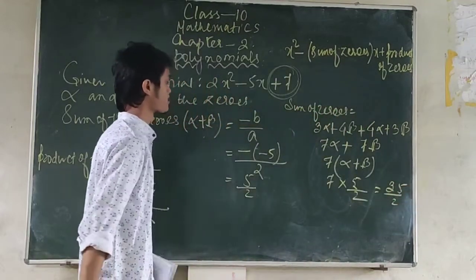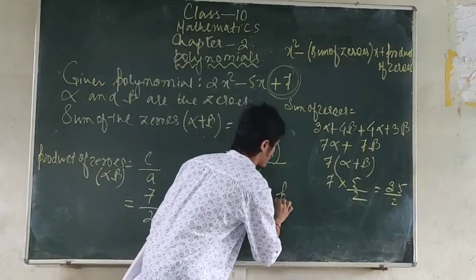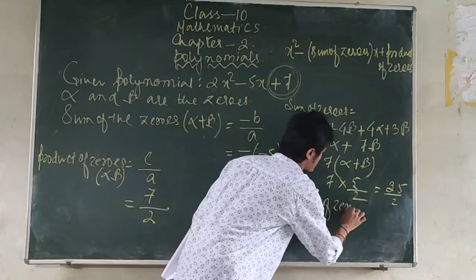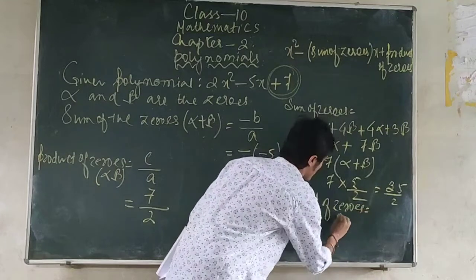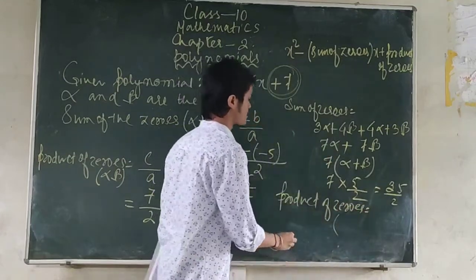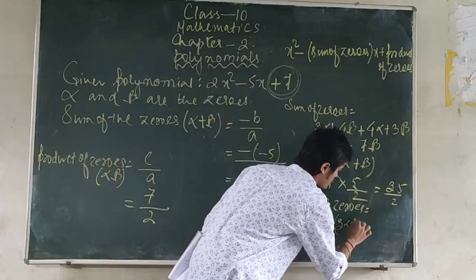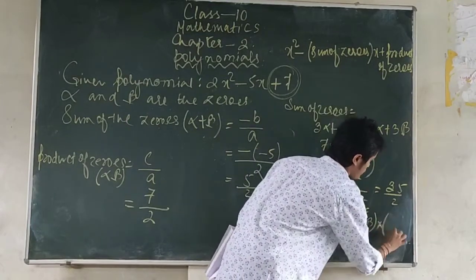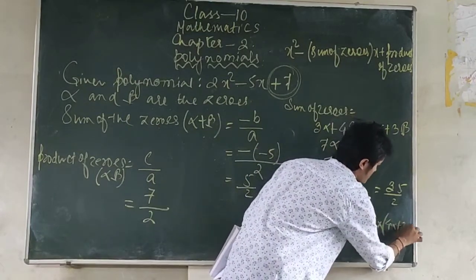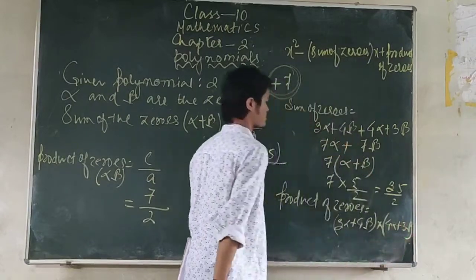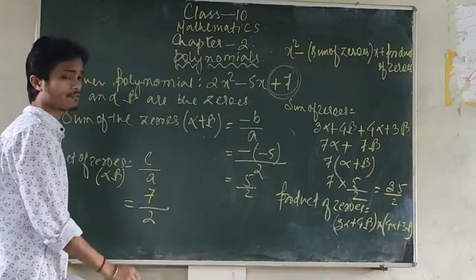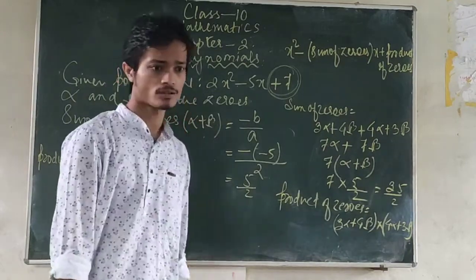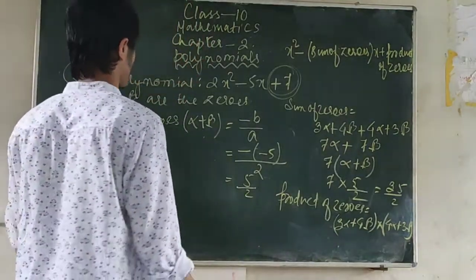In the same way, the product of zeros we will also find. Product of zeros equals, what are the zeros? 3 alpha plus 4 beta into 4 alpha plus 3 beta. These two zeros we have to multiply, so let us find the product of these two zeros and see what it is going to be.